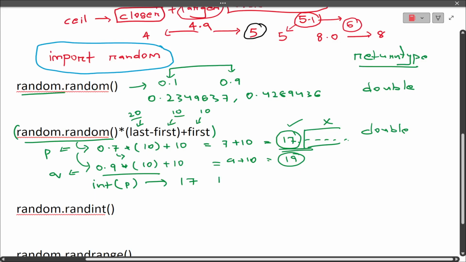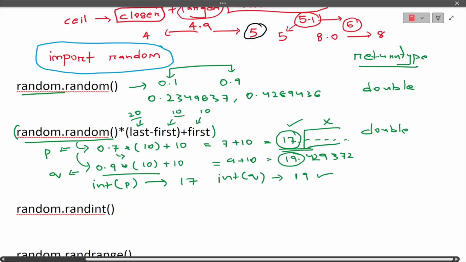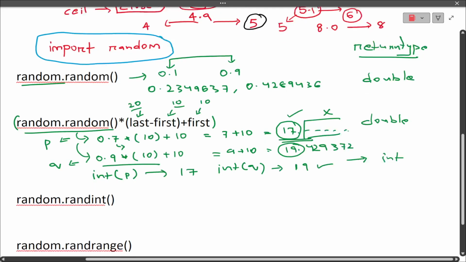If I use int p, int q, what will happen? Suppose the value is 19.429372, then it will be escaping the decimal part, and it will be giving me an integer value, that is 19. So by using this you can bypass those big numbers after the decimal and get an integer. If somebody asks you what is the return type after using int, then the return type will be an integer. So every time you need to pay keen attention whenever you are learning any programming language, not only Python but also Java or anything.